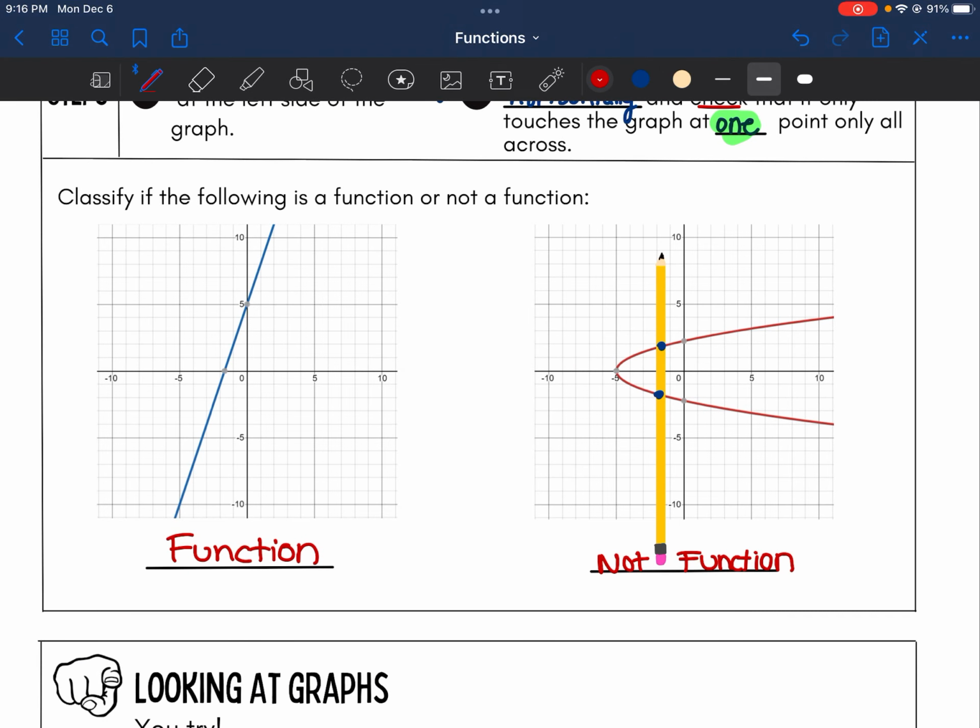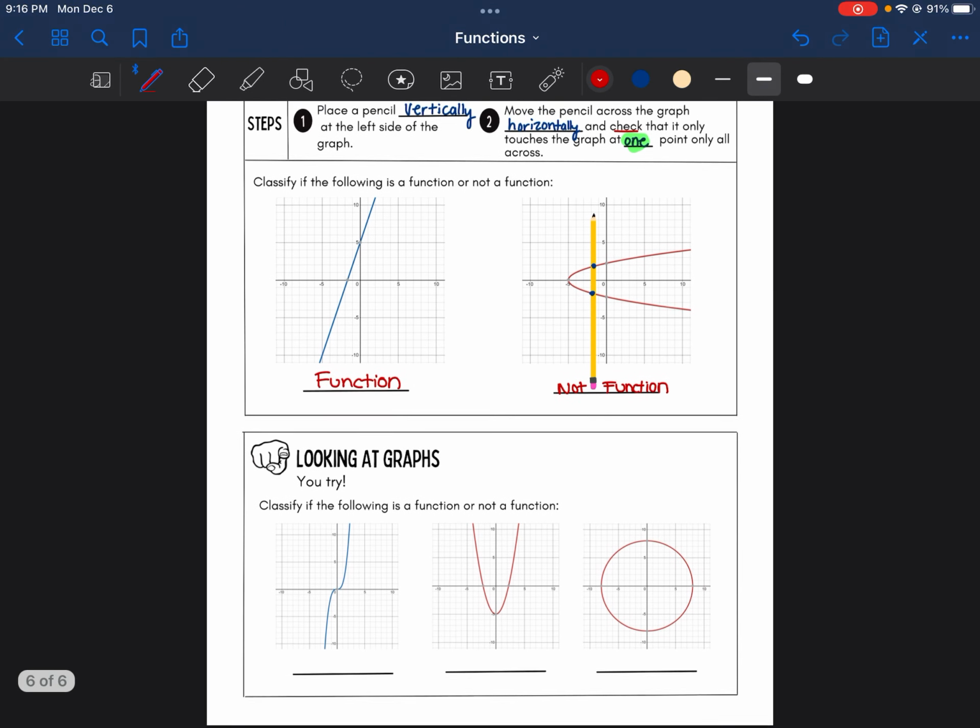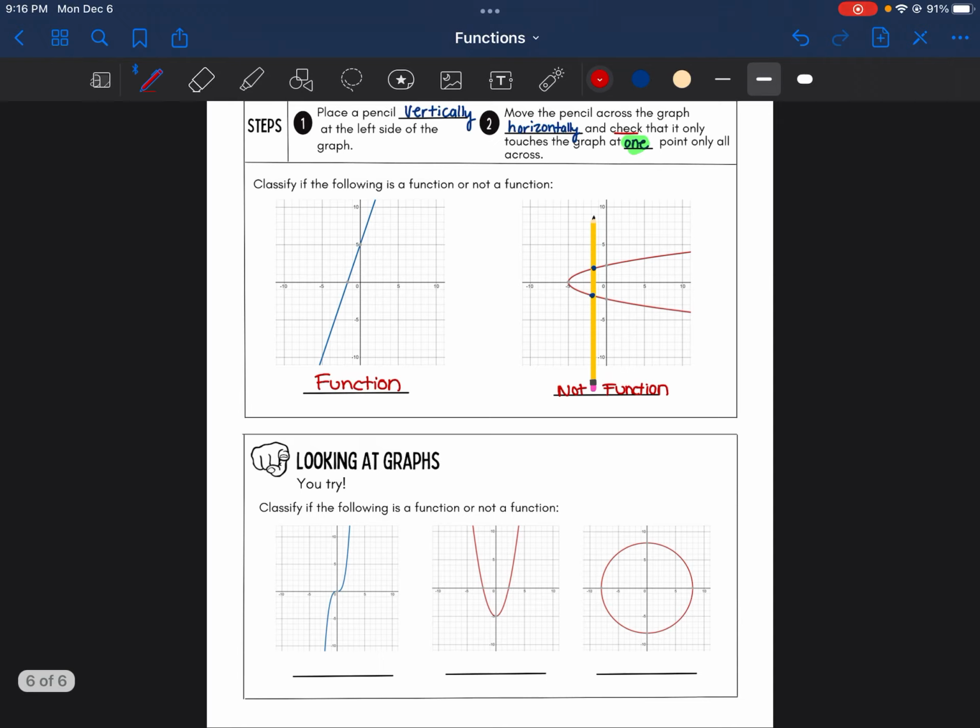And you're going to check whether the following 3 are functions or not. So just make sure to check if they are touching at 2 or more points. Have fun and good luck.